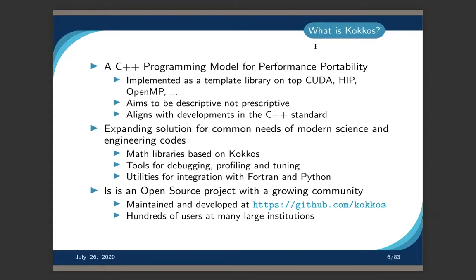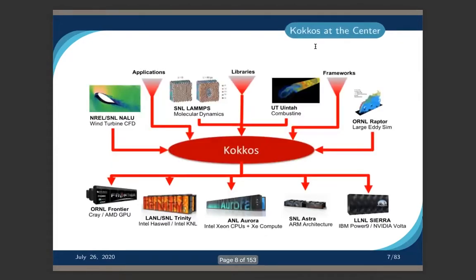And the whole thing is developed as open source. So we are a growing community. You can find us on GitHub, and we have literally hundreds of users at many large institutions. My current estimate is that we have on the order of 200 projects or so using Kokkos. And so the whole idea is, you write your code towards Kokkos, and then Kokkos maps everything to the underlying stuff.